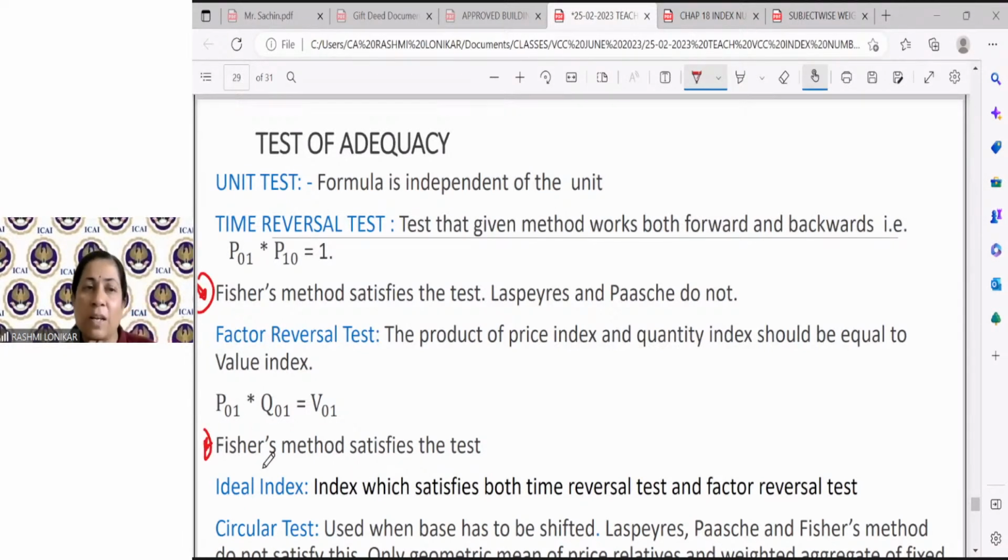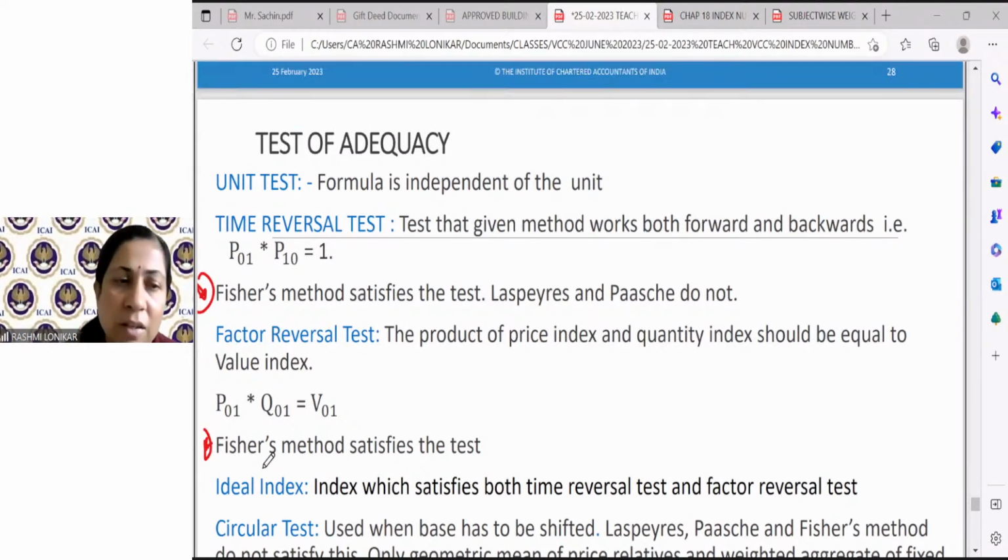So the Fisher method, as you can see, is satisfying time reversal as well as factor reversal. That gives rise to the ideal index. That is why Fisher is called the ideal index. Why? Because it satisfies both the time reversal as well as the factor reversal test. So these are all very important. This slide is extremely important.